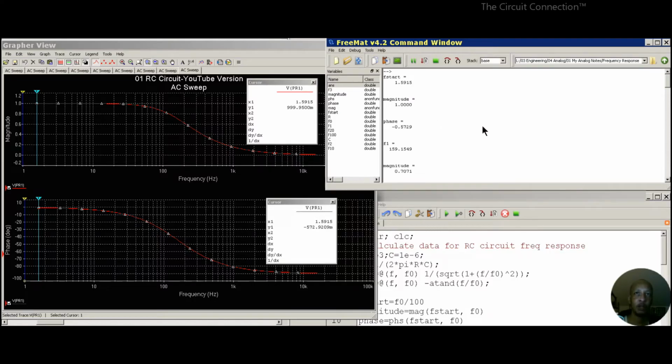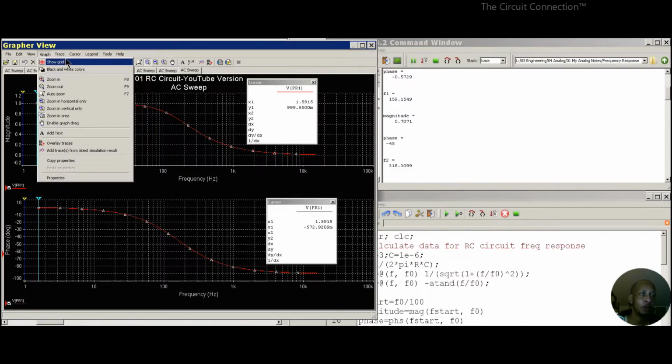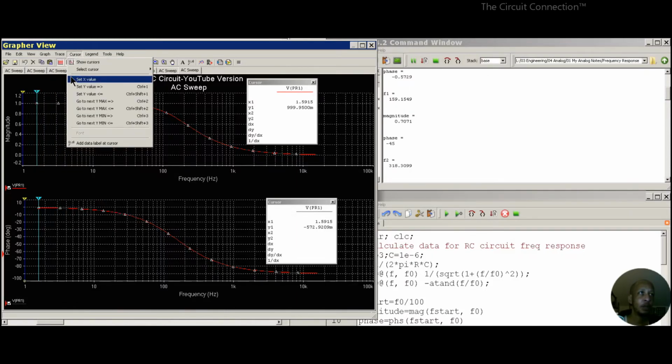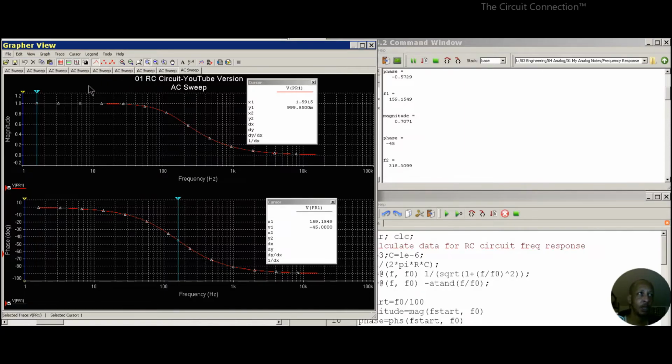Now let's move on and go to the next one. The next one is going to be 159. So I'm going to go back over to here, and I'm going to set the X value to 159.1549. And I'm going to do it for both.